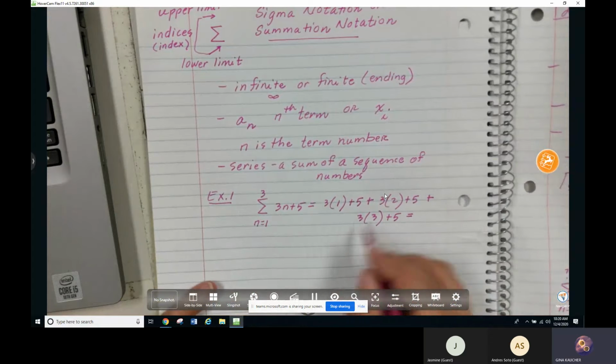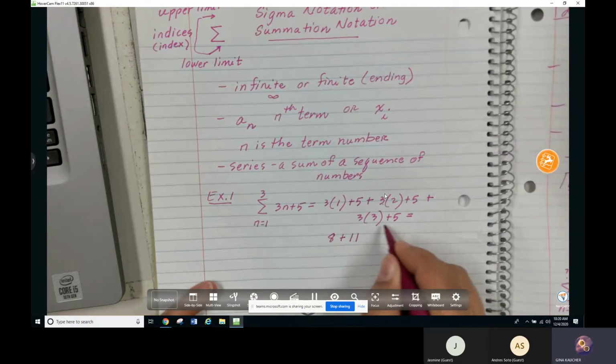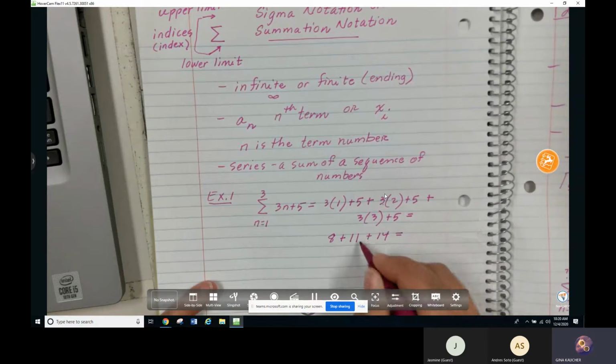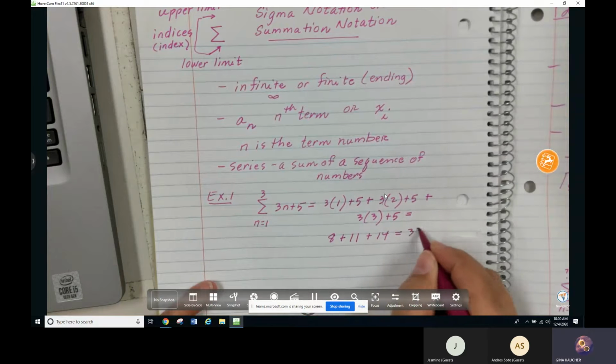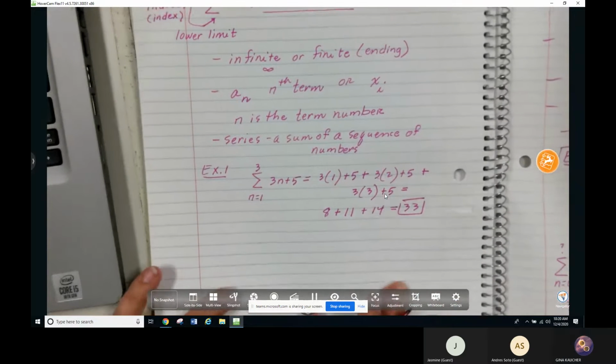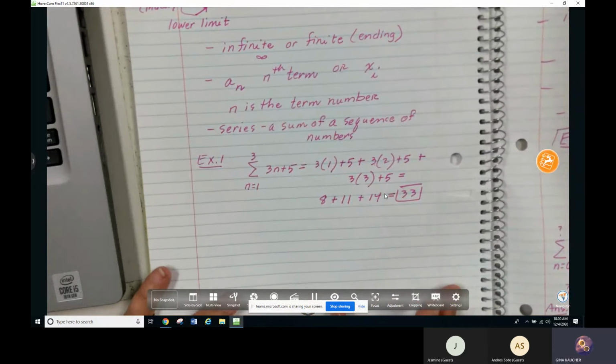So 3 times 1 is 3 plus 5 is 8. 3 times 2 is 6 plus 5 is 11. 3 times 3 is 9 plus 5 is 14. That'd be 8 plus 11 plus 14, so the sum is 33. Kind of different, isn't it? Very interesting.